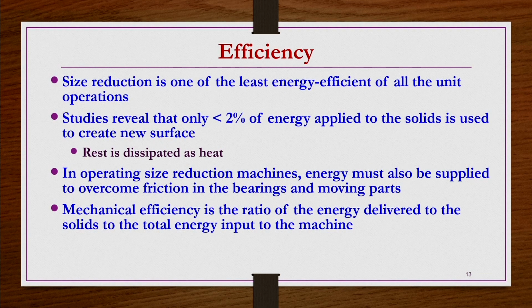So, mechanical efficiency is the ratio of the energy delivered to the solids which are being reduced to form new surface, divided by the total energy input to the machine. The ratio of the energy delivered to the solids to the total energy input to the machine is the mechanical efficiency. And this efficiency in general is very small, between 25 to 60%.